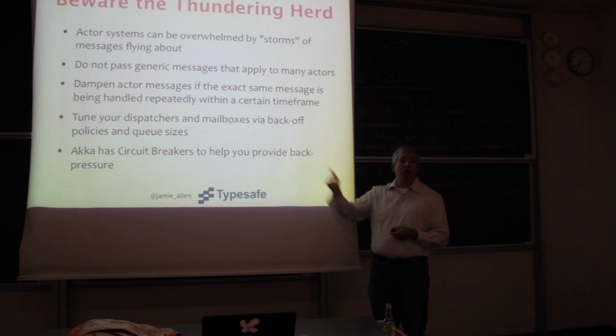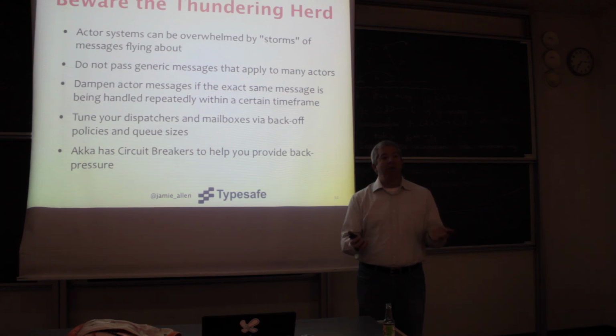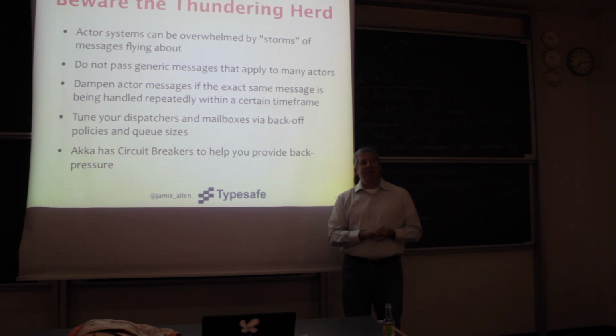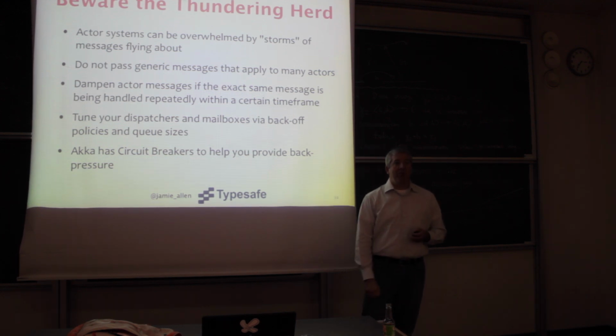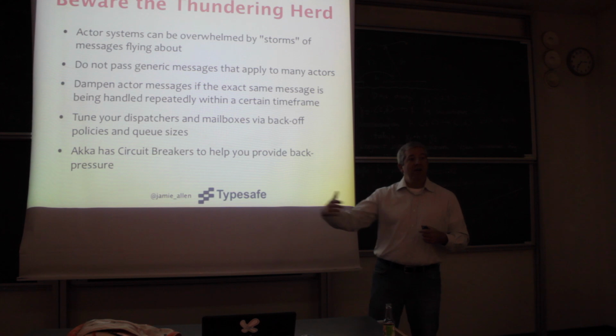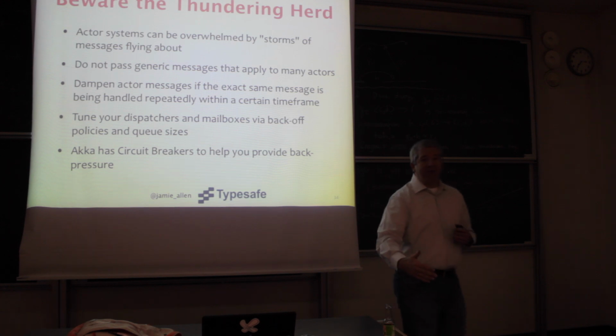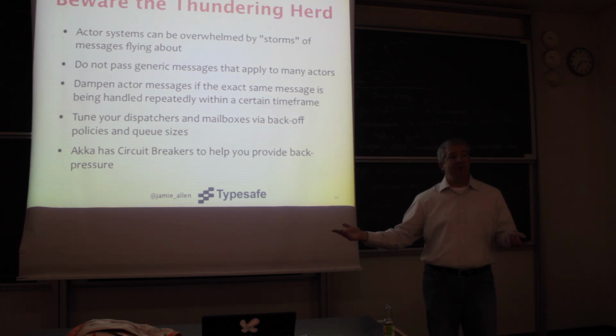You can still tune your dispatchers and your mailboxes with back-off policies and queue sizes. Bounded mailboxes are your friend, right? By default, Akka uses unbounded mailboxes, and I'm not really a fan of that. Generally speaking, you want bounded mailboxes, because then you have the ability to handle a specific amount of messages that will come through your system. And if you are getting overloaded, you aren't causing your system to bleed memory, bleed heap space, right? With bounded mailboxes, you're saying, I'm going to only handle 150 of these messages for this actor.